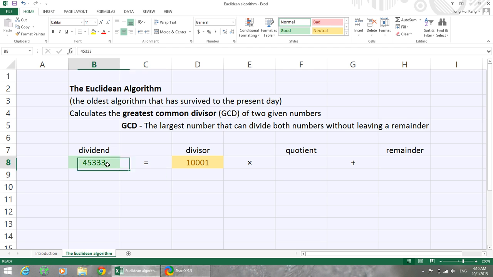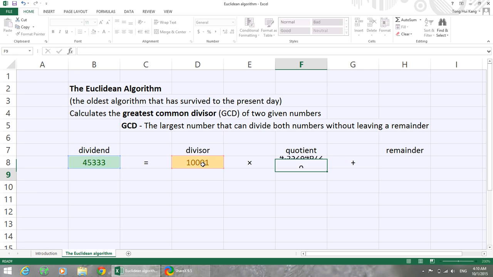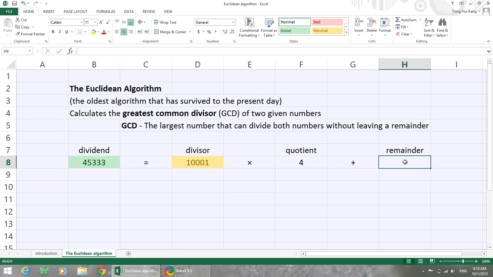So when the dividend 45333 is divided by the divisor 10,001, what's the quotient and what's the remainder? A direct division will give a result of 4.53. So we only need the quotient. Let's round it down to 4. We now calculate the remainder. There's this modular function that does the job. There you go. We can check that this equation is true.